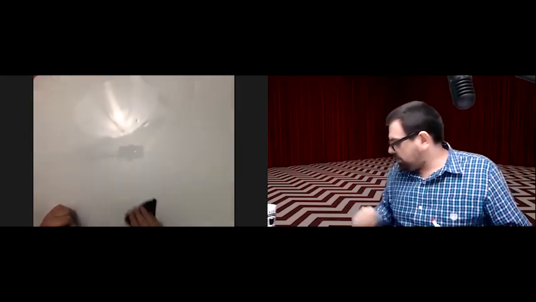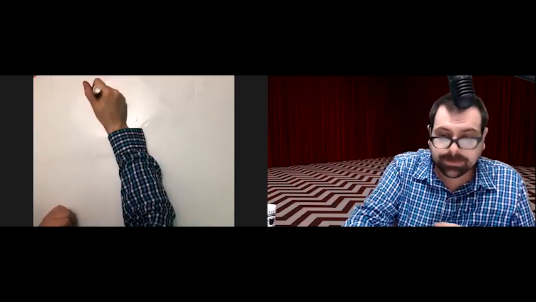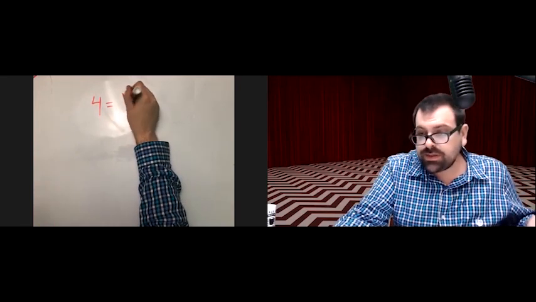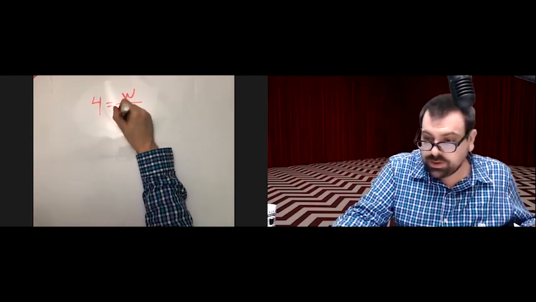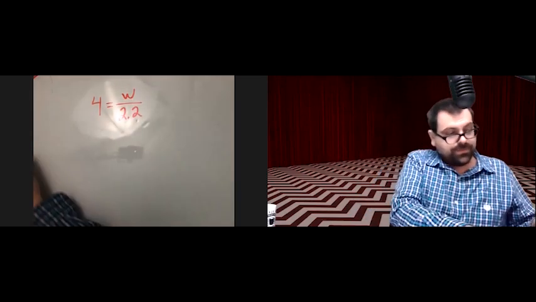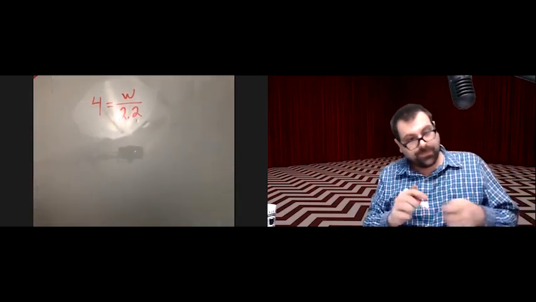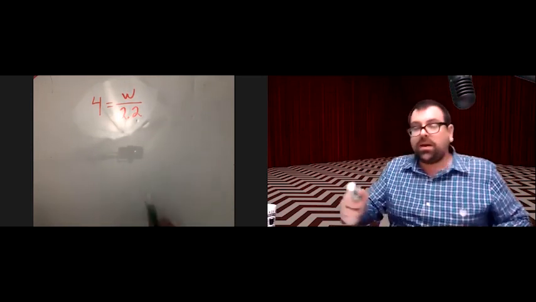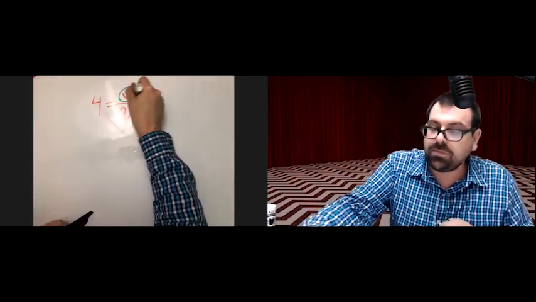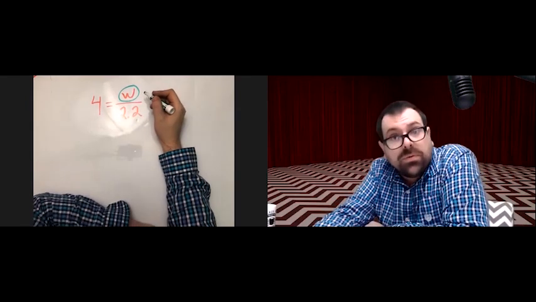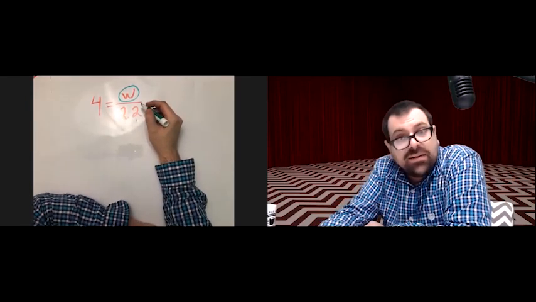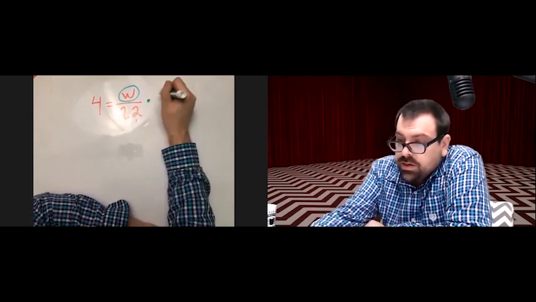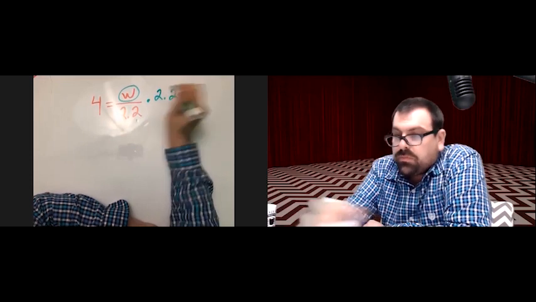Let's take this a step further. 4 equals W over 2.2. Okay, now here we want to get the W by itself. The W is currently being divided by 2.2. We undo division with multiplication.